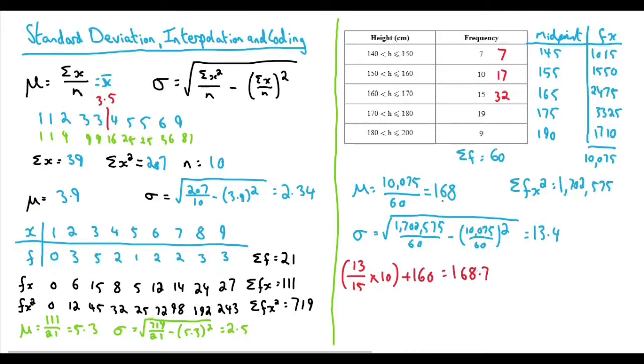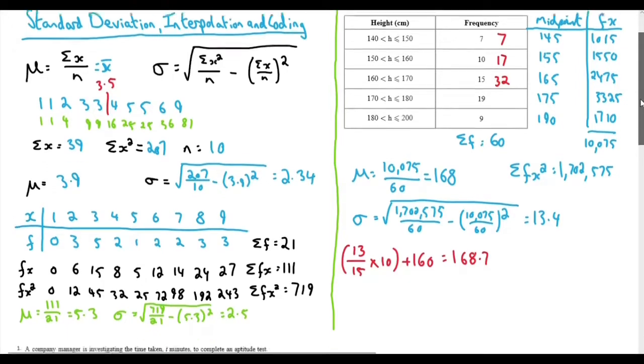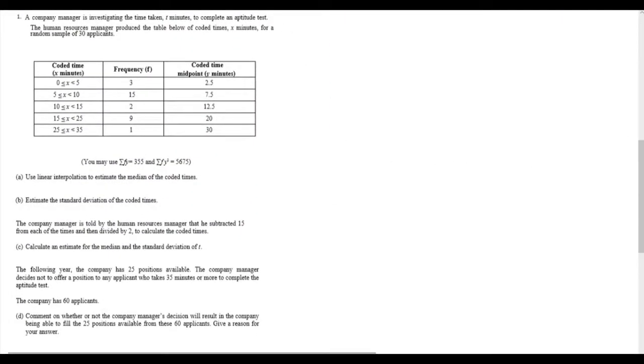So we can see here the mean and the median therefore are rather close to each other. So to say 168 or 169 should be fairly reliable as an average. If we're happy with that, let's just move on to look at one further concept associated with this topic, that of coding. So if we had this question here, we're told a company manager is investigating the time taken, T minutes, to complete an aptitude test.